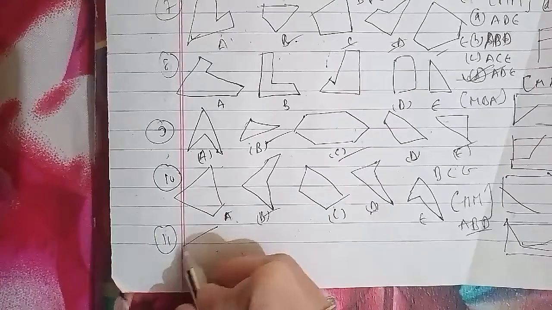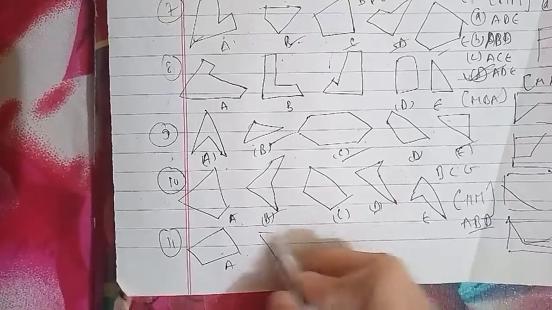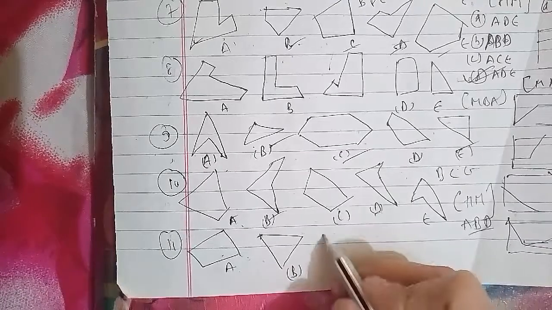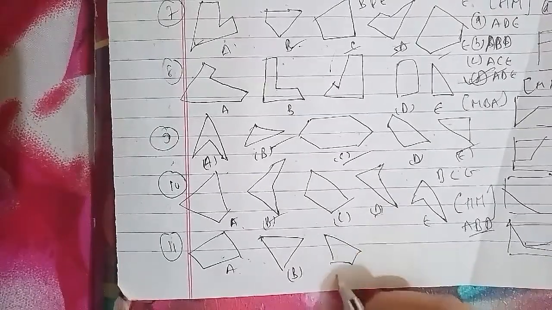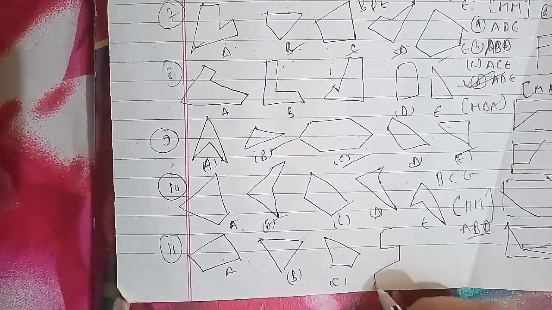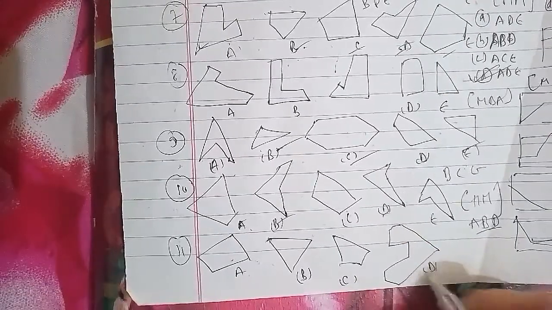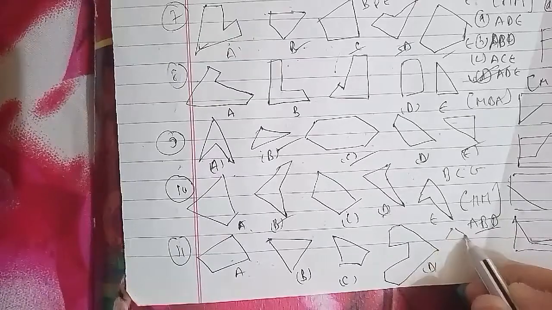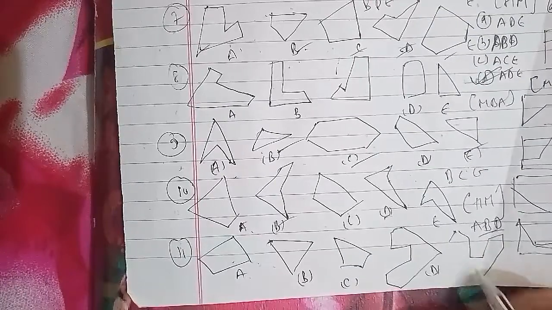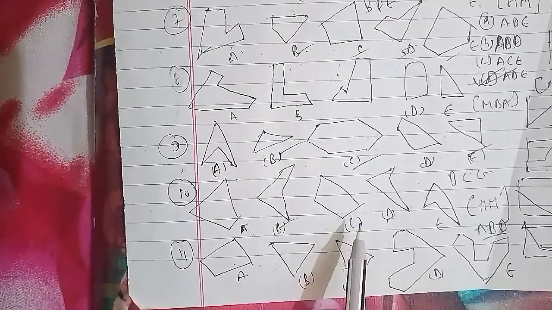So we'll go ahead. A, B, C, D, where that is the figure we have. Options we have A, B, C, C, D, E, B, D, E, B, C, D.